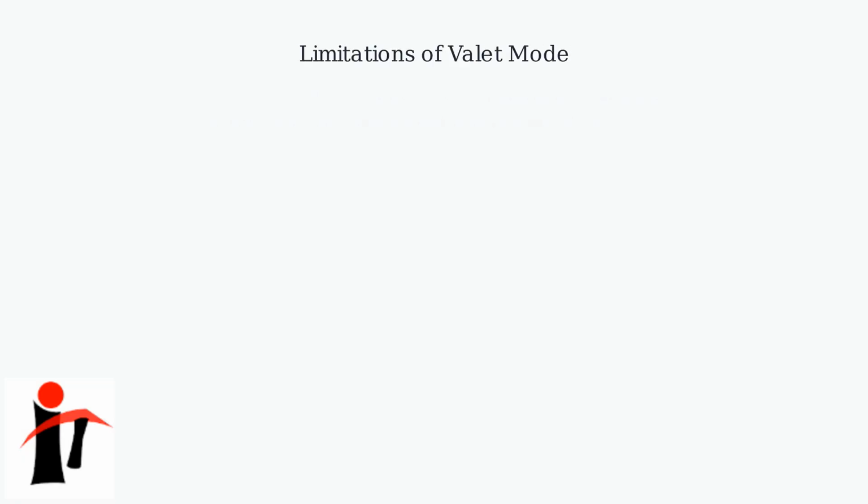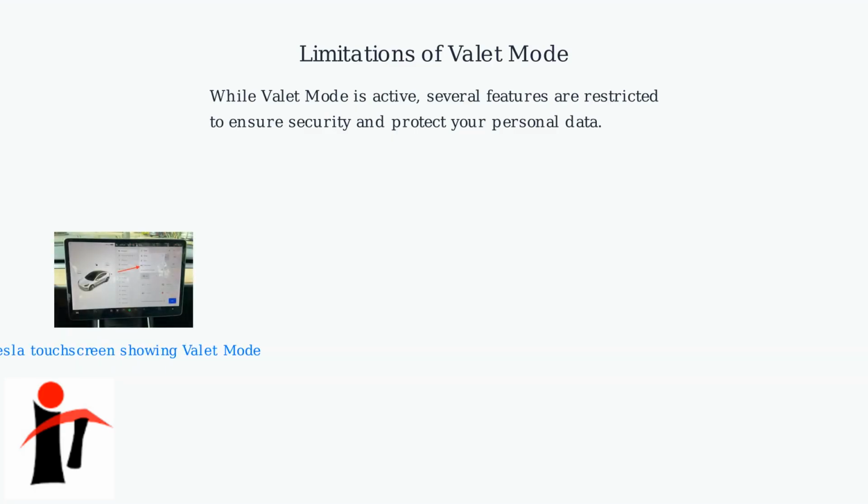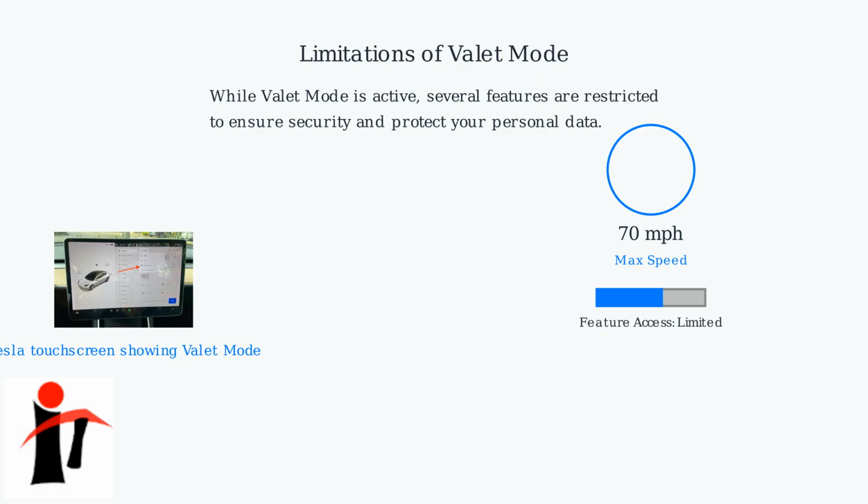While Valet Mode is active, several features are restricted to ensure security and protect your personal data. Let's explore what limitations are in place. On the Tesla touchscreen, Valet Mode appears as shown here, indicating the active restrictions. When active, the vehicle is limited to a maximum speed of 70 miles per hour as displayed on this digital gauge. Feature access is also restricted, shown by this power meter indicating limited functionality.